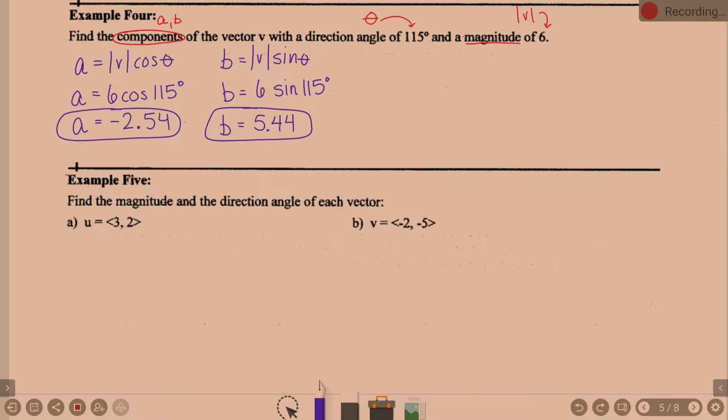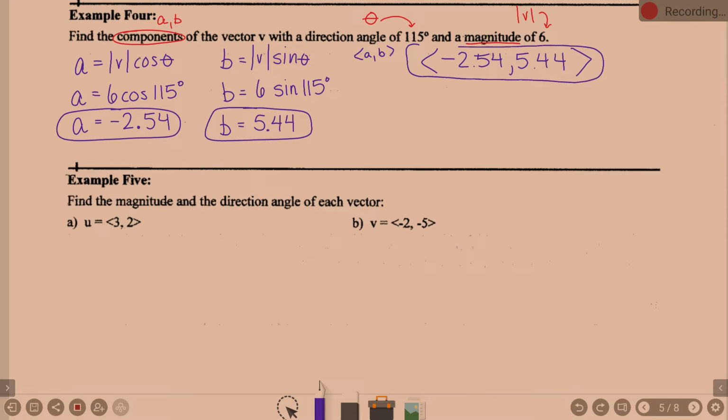-2.54, comma 5.44, with the little sideways V's on the sides. Okay, I'll take that description. So vector notation is what looks like the less than, greater than arrows that are acting as parentheses, right? -2.54, comma 5.44. And so that is our component form using A and B there.